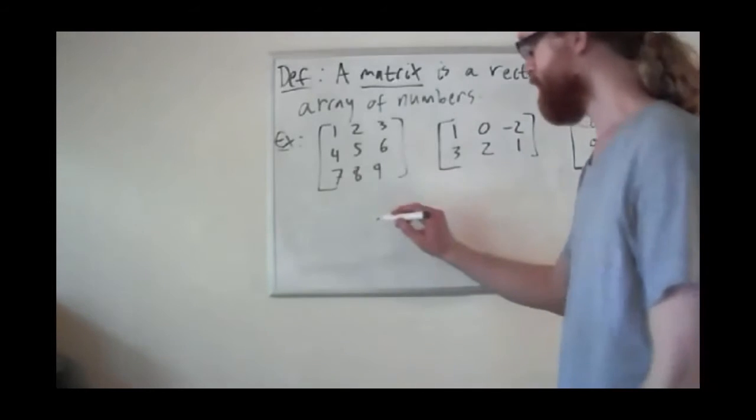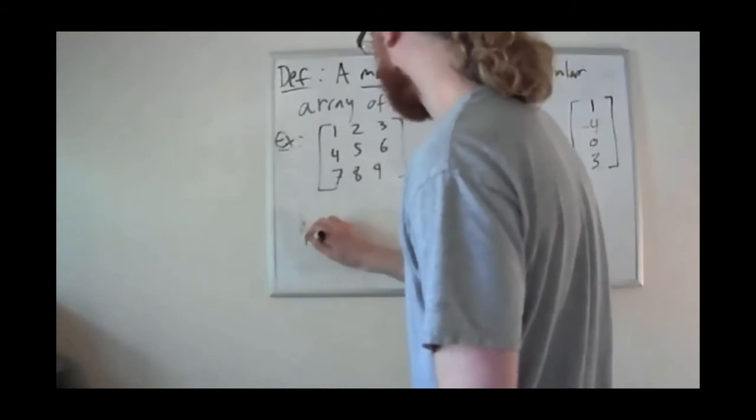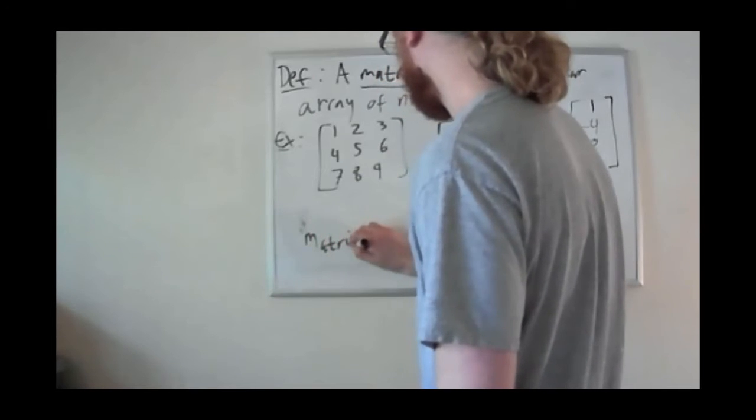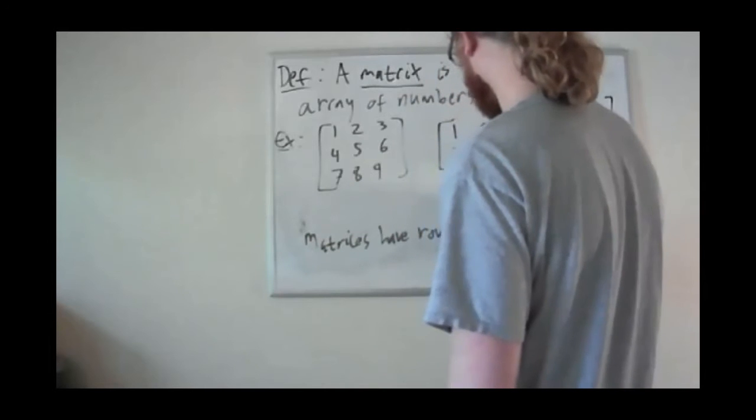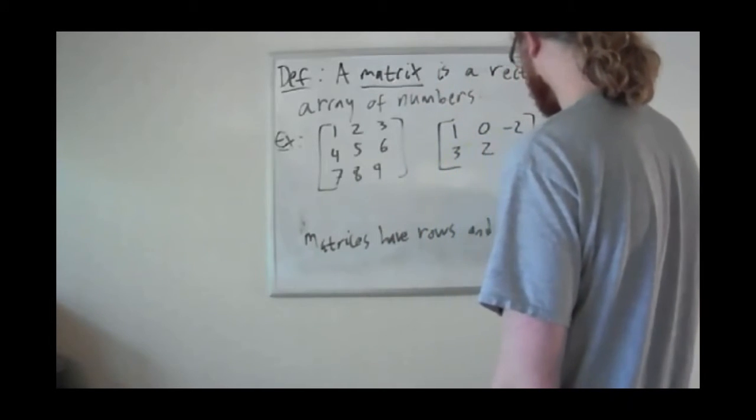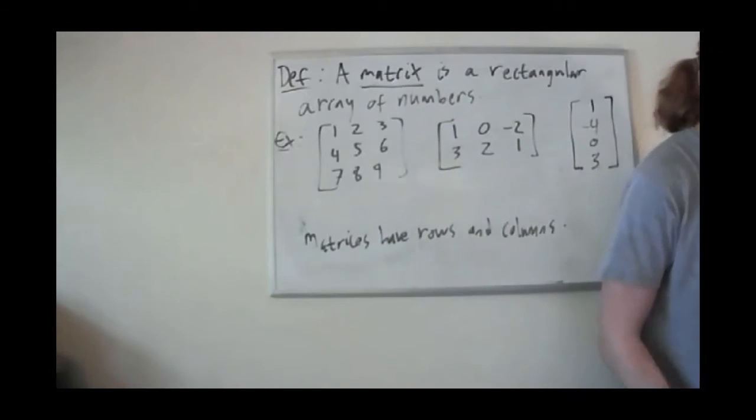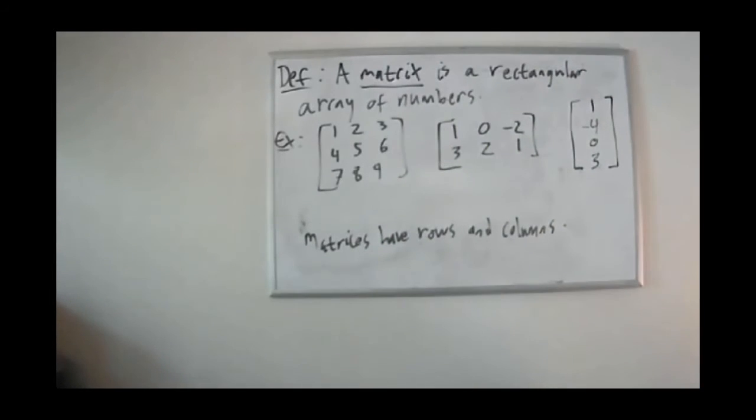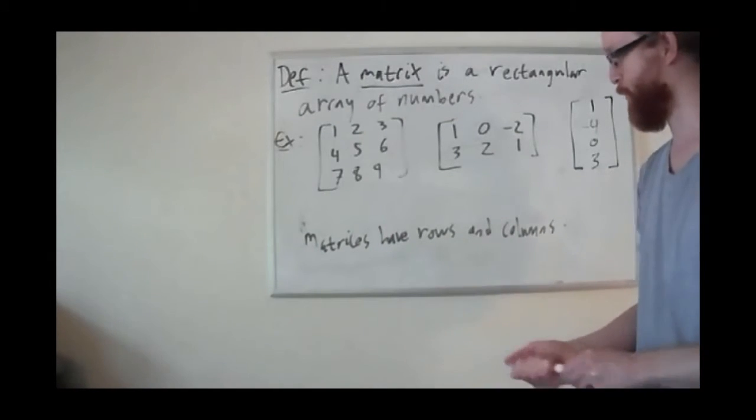And then matrices have rows. I'll write this down a little bit more. Like I said, matrices have rows and columns. Okay, matrices have rows and columns, and I don't know, probably color isn't going to show very well in here, but I'll announce what we're doing here.